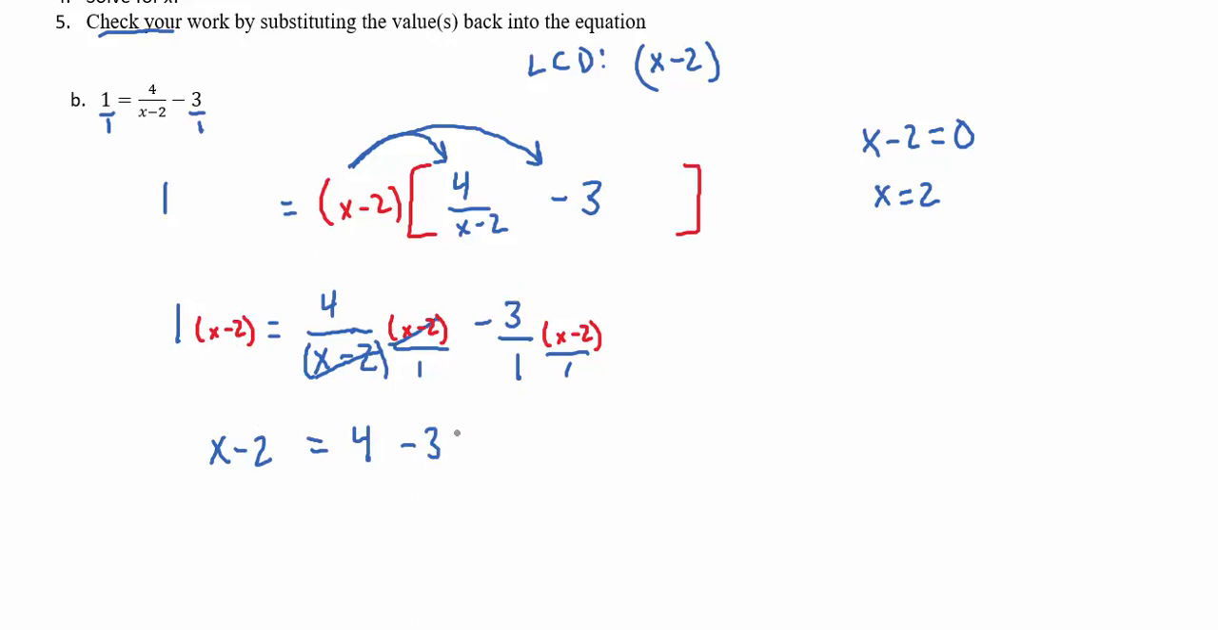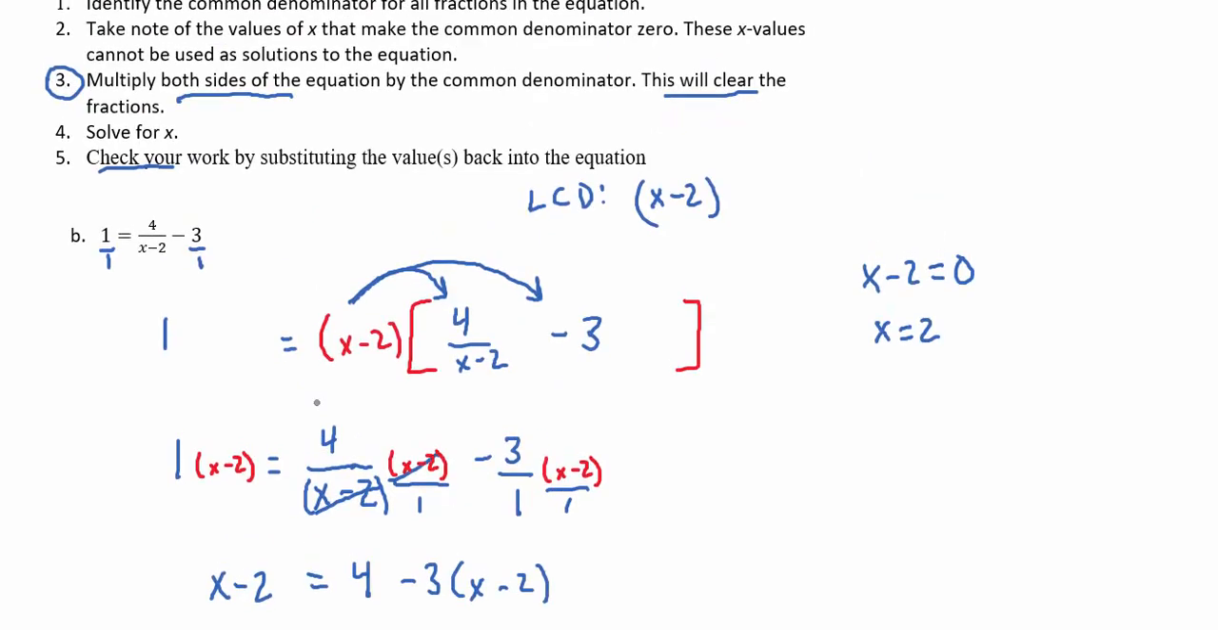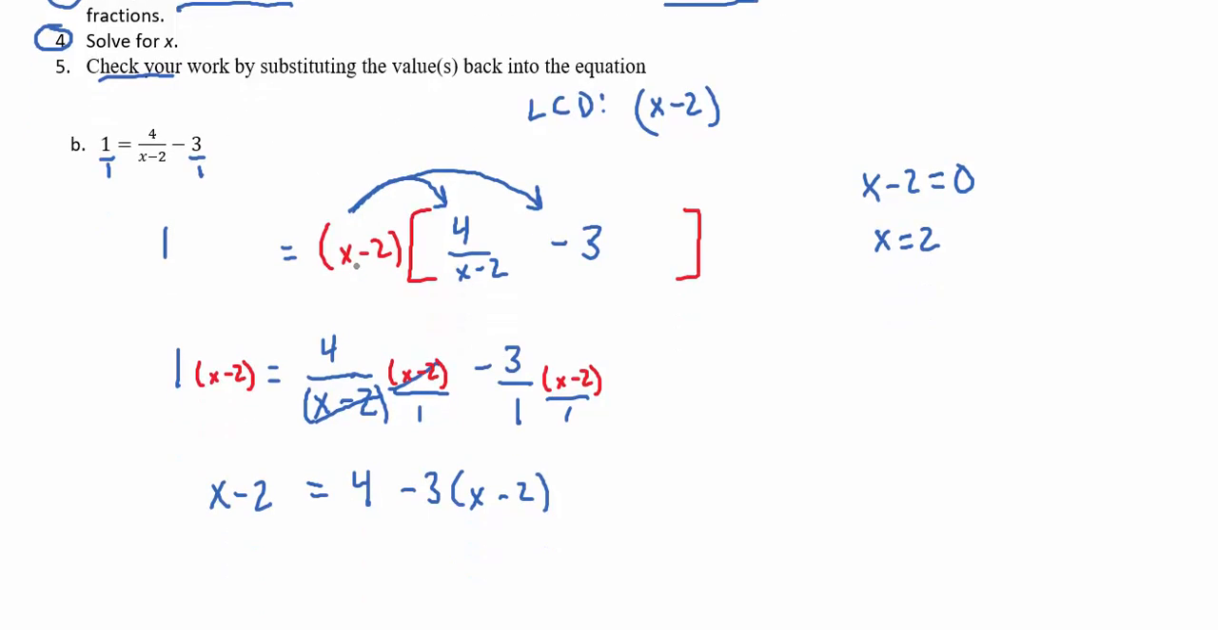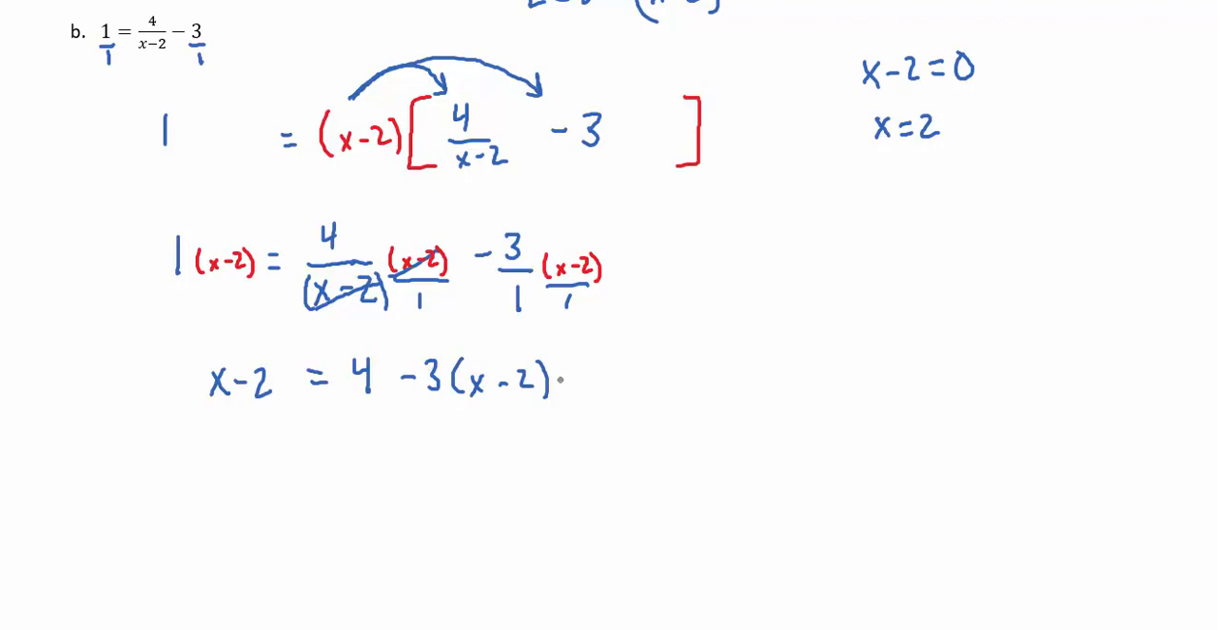And then over here, don't forget that you will have to distribute that negative 3 to both terms inside the parentheses. So we have to do that yet. So we are on step 4 where we solve for x. But notice that we did accomplish what we wanted. We turned this problem that had a fraction involved in it and turned it into an equation with no fractions at all. So that was helpful.